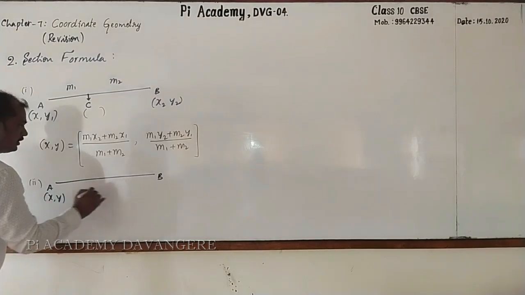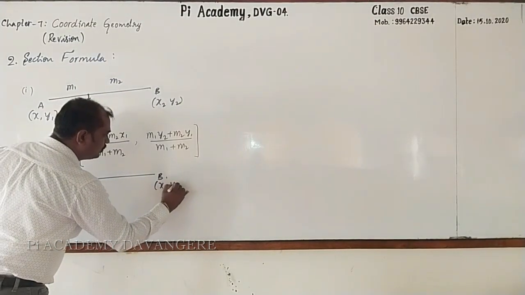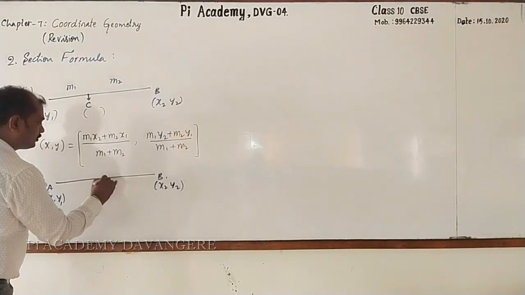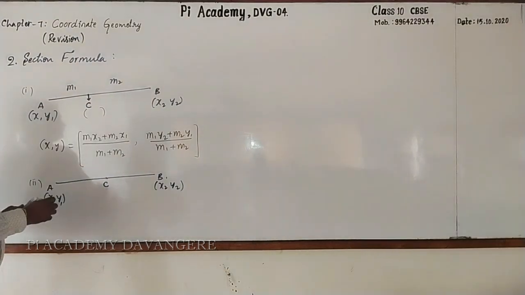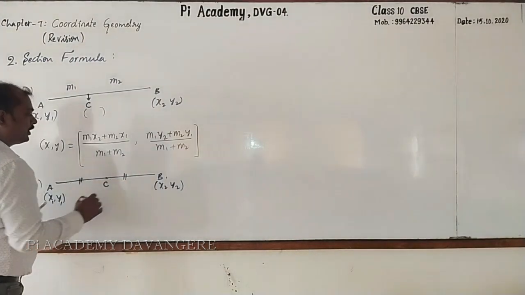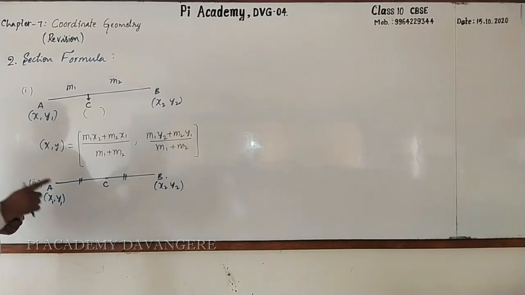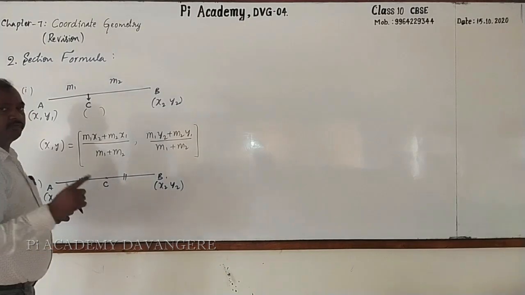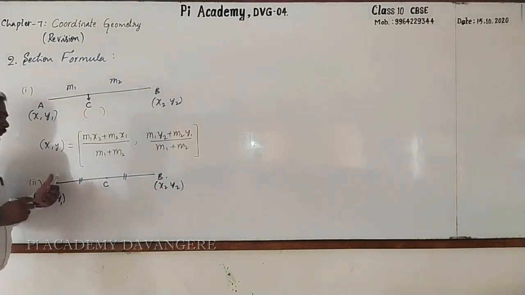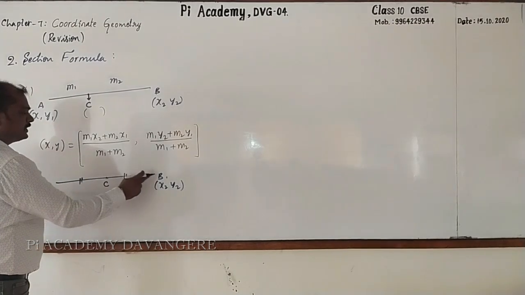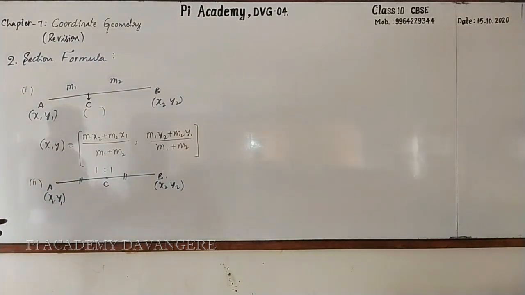Next, again I am going to take 2 points A and B with their coordinates x1, y1 and coordinates of B x2, y2. Now I am going to take the point C such that it divides AB into 2 equal parts. That means, what is it about the point C? Very good. It is the midpoint of AB because it has bisected the line segment AB. If it is so, what is the ratio of AC and BC? Very good. It is 1:1.